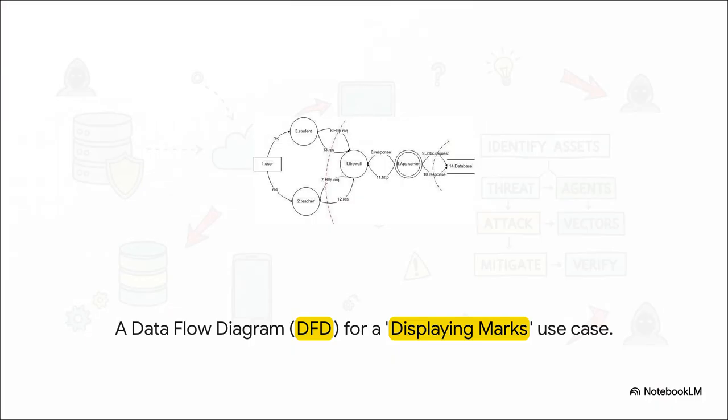And here is our treasure map for this example. Let's break it down together. Our use case is called displaying marks, meaning showing the grades. We have our main characters, the student and the teacher. They want to access the treasure chest, which is the database. But to get there, they have to go through a gatekeeper, our firewall. And then they interact with the main system itself, the app server.